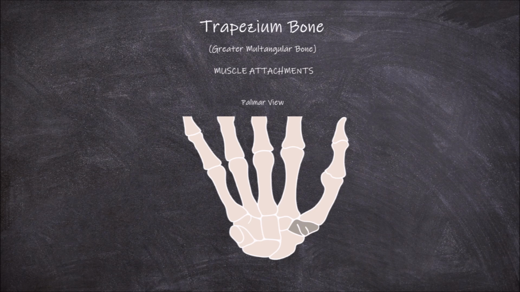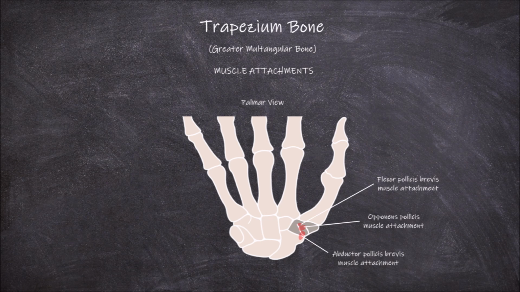This bone has 3 muscle attachments. A portion of the abductor pollicis brevis muscle originates from the tubercle on the palmar surface of this bone. The opponens pollicis muscle originates from the palmar surface of this bone. The superficial head of the flexor pollicis brevis muscle also originates from the palmar surface of this bone.